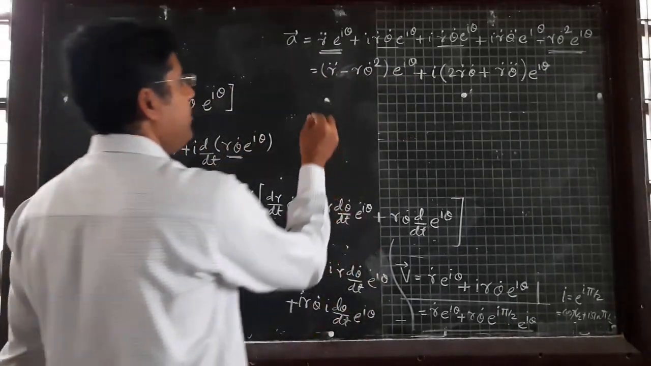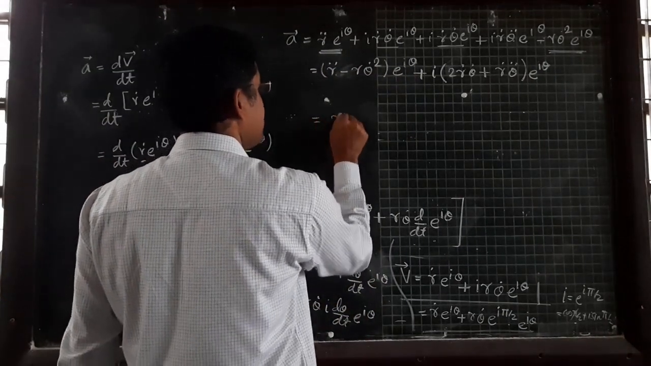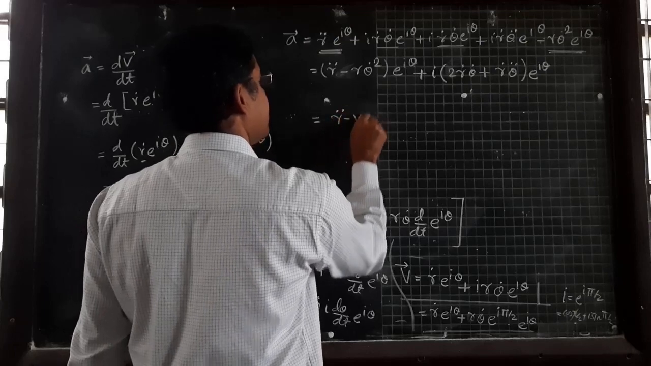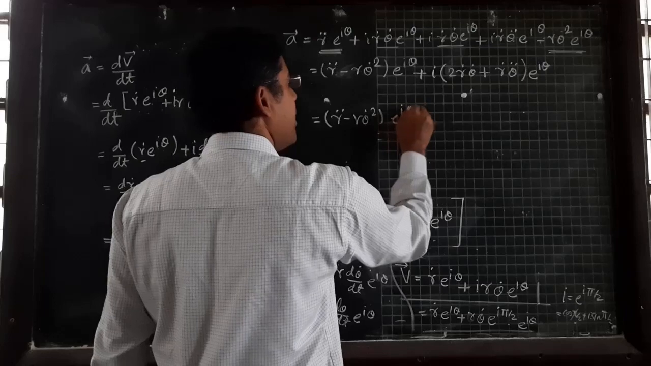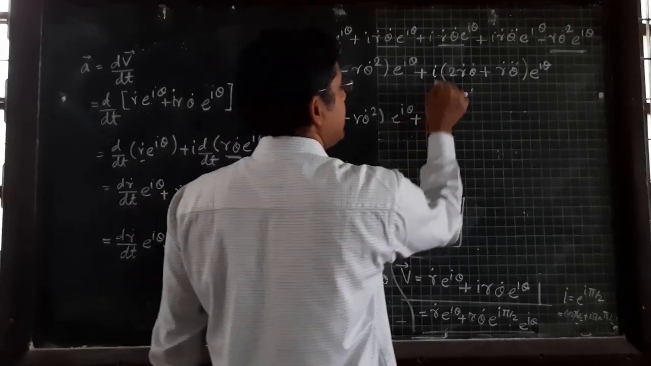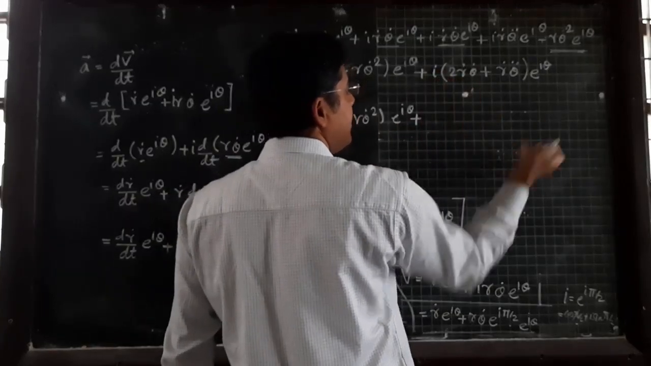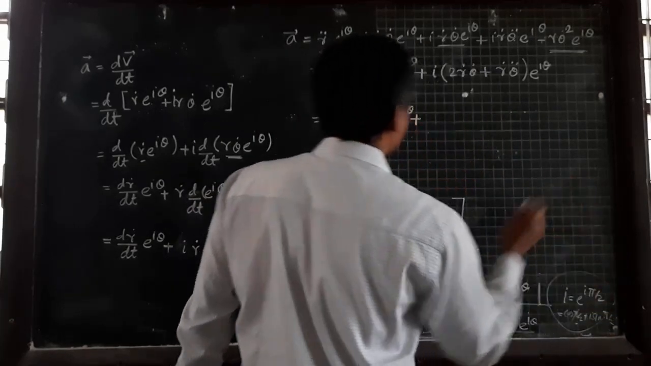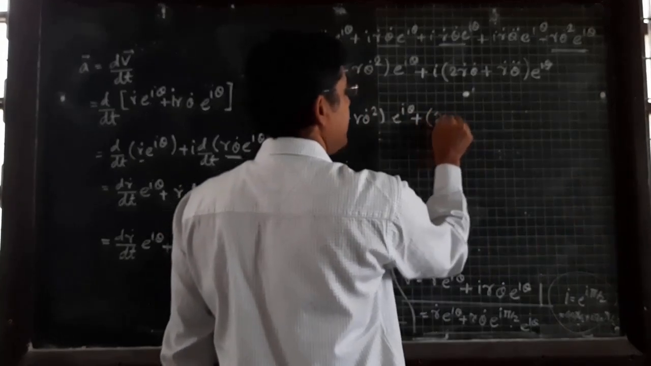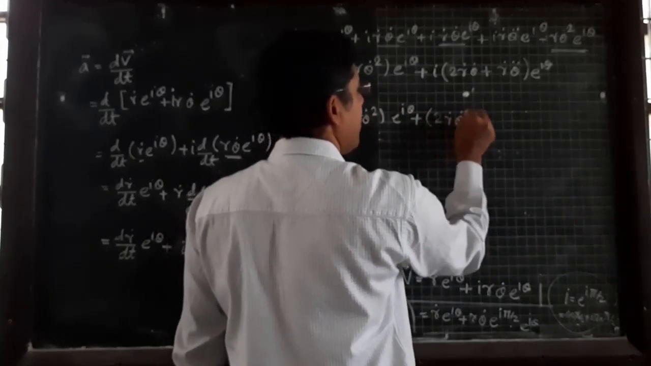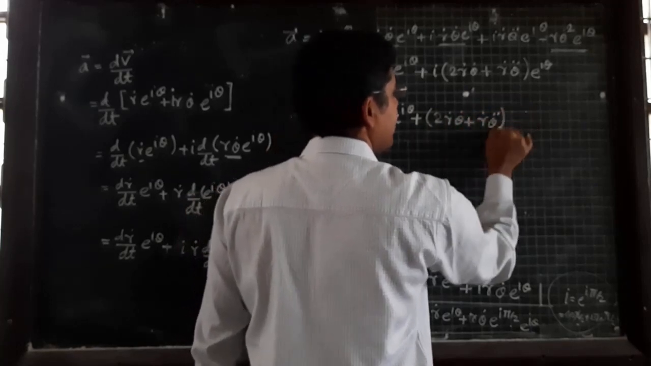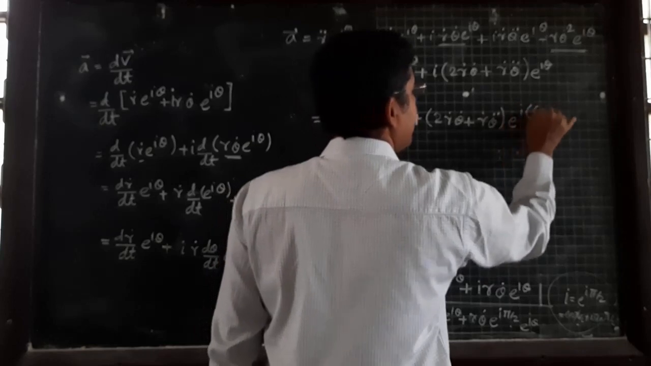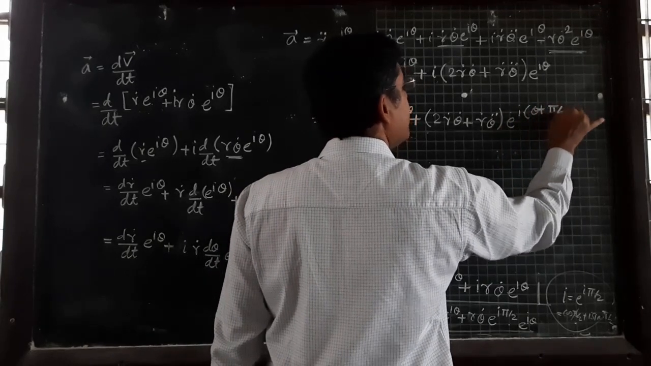Okay, so again we can write what? This is r double dot minus r theta dot square, e raised to i theta, plus this, instead of i, I can write e raised to i pi by 2. So this is twice r dot theta dot plus r theta double dot, e raised to i theta plus pi by 2.